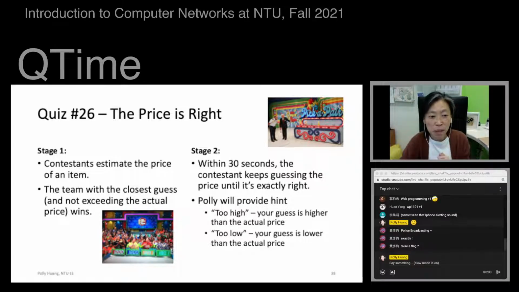The way we'll play is that you have 30 minutes. You can change the price you would like to guess, and Polly will provide hints. If you guess too high, Polly will say too high, then you can adjust it down. If it's too low, lower than the true price, I will say too low, then you can raise your guess until you get it right.